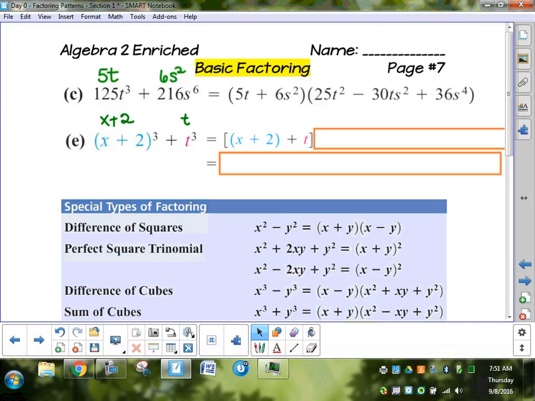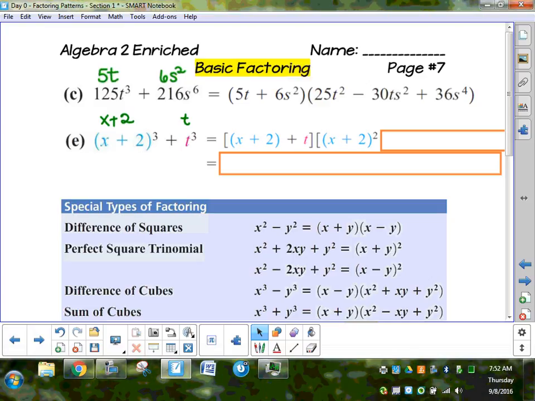Times x plus 2 squared. So far, that's good. Left squared. Keep going. Careful. Before you say distribute, what's the sign? You didn't tell me what that sign is. Minus. Okay? So there's minus. Those 2, and then what are you going to have at the end?